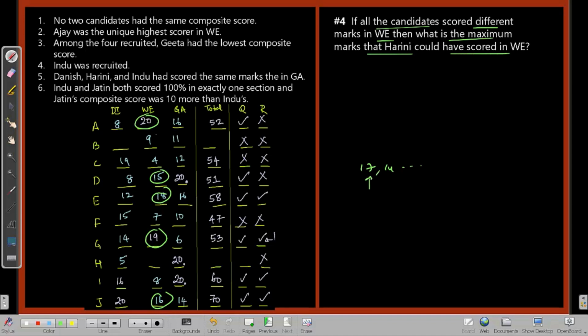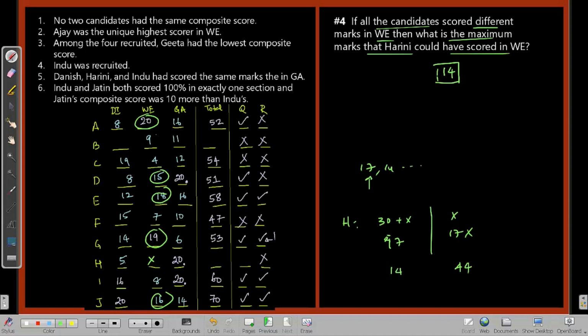In Harini's case, if this is X, Harini's total score will be 10 plus 20 is 30 plus X. And if the value of X is 17, this will be equal to 47. Now 47 is a problem, so 17 is not the case. Now the next best score that he can have is 14. If this is 14, this will be equal to 44. Yup, so 44 is possible, so this answer is 14.